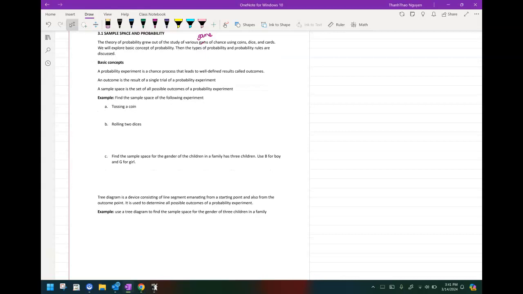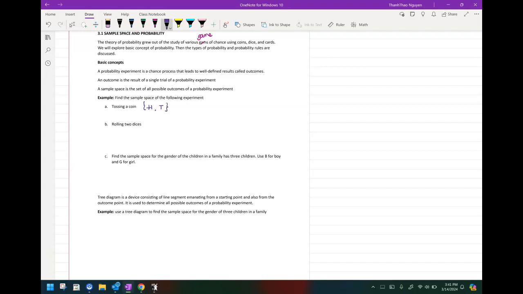For example, first one, let's find a sample space of the following experiment. Well, you toss a coin, then you can either get head or tail. So this is the sample space.